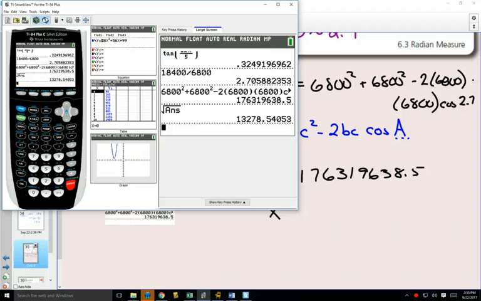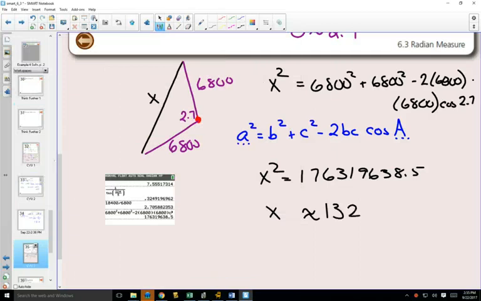Again, very nice that you don't have to retype everything. And so x is equal to approximately 13,278. It said round to the nearest 100 kilometers. So the nearest 100 kilometers would be 13,300. If a word problem has units, you need to include units as well. So this was in kilometers. We need to write kilometers in our final answer.